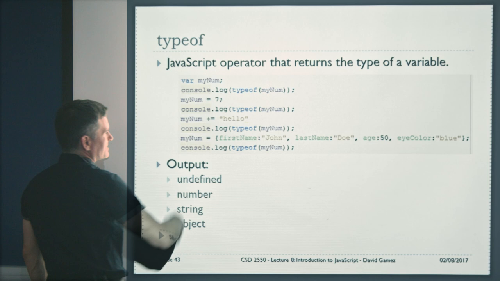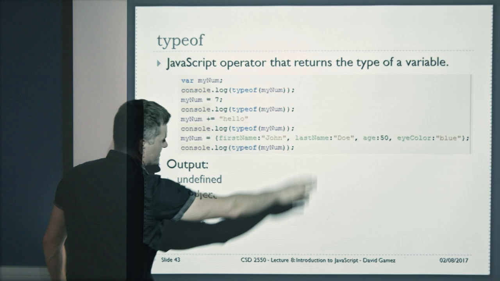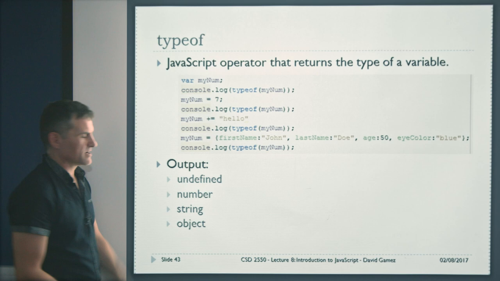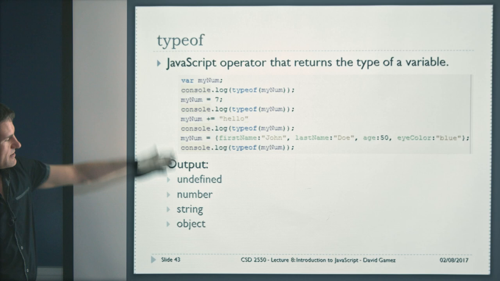And then if we do, what are we doing? In this case, it's an object. We're creating a more complex object. Going to cover that in a later lecture. And then we do typeof my num, it then becomes an object type. So you can see the type's changing after each operation. We can find out how it's changing if we use this typeof.